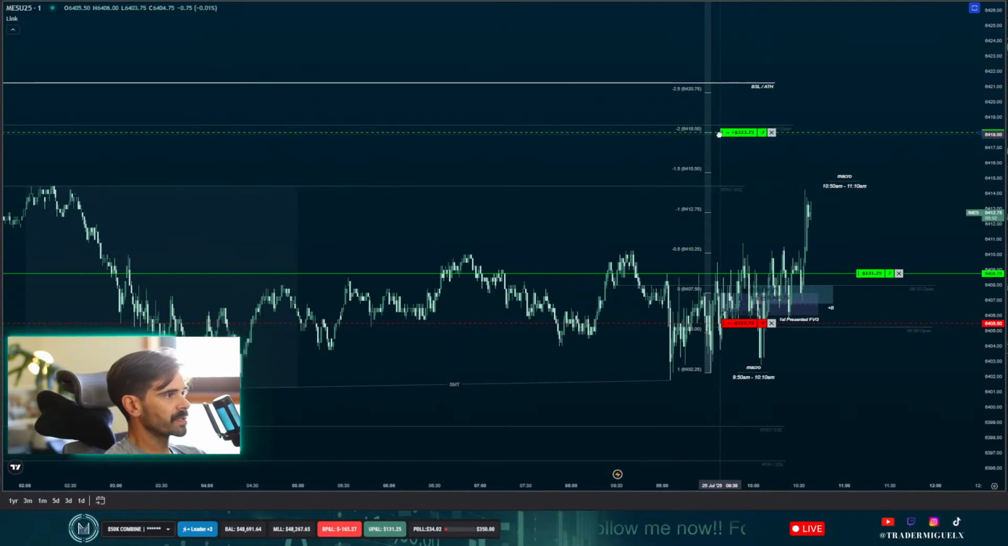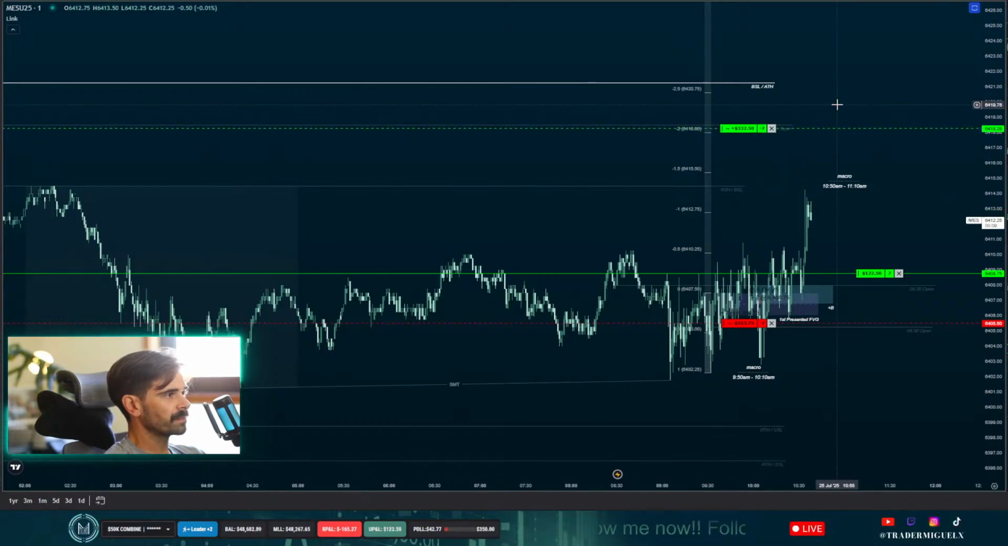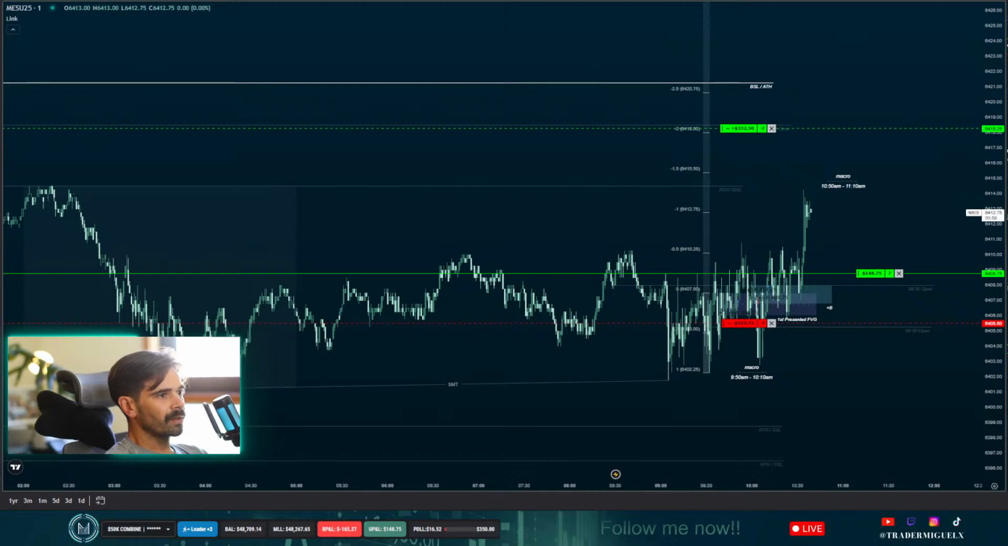But I would be content if it hits midnight open. Midnight open, it's always that magnet on price whenever price is driving in its direction. So I believe we will visit at least midnight open.